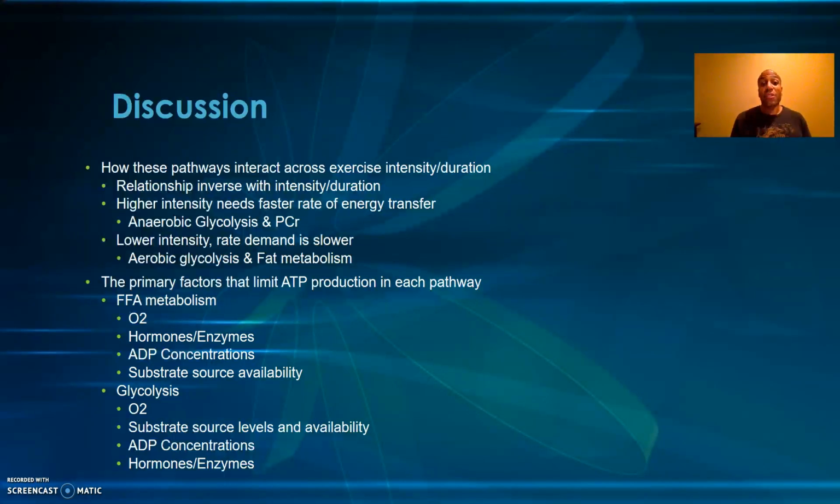Now, there are several factors that limit this ATP production. Very similar to both of those are going to be oxygen, some hormones and enzymes, and substrate source. So if we have enough carbohydrate or glucose molecules or enough free fatty acids coming from lipids, that's going to limit these pathways. But then also there are the ADP concentrations. It's a very sensitive ratio that's set within the cells, where if something goes off, if we need more or less, those systems can react real quick.